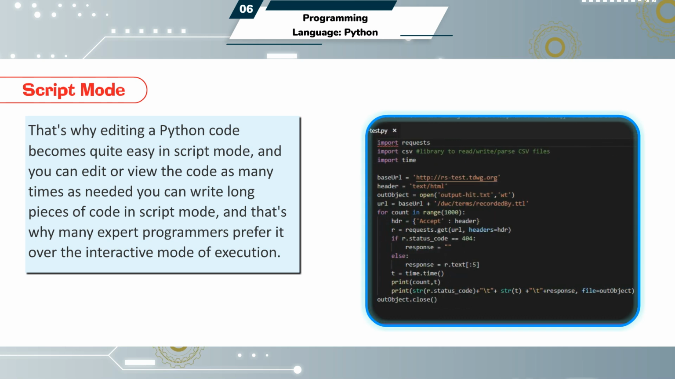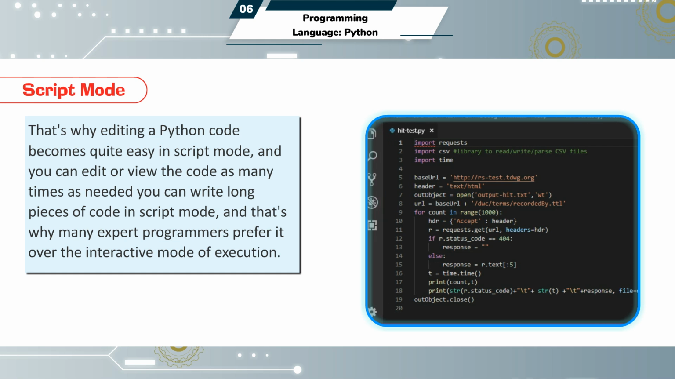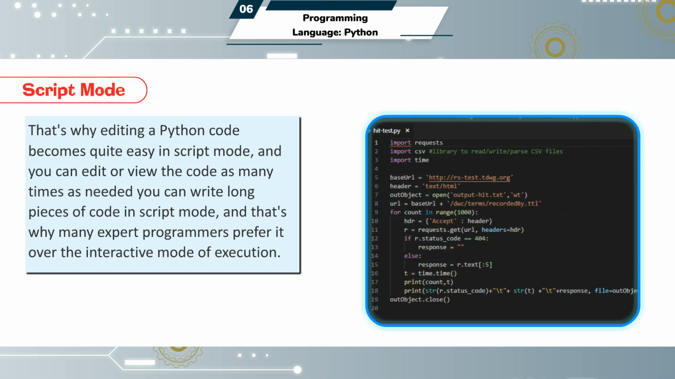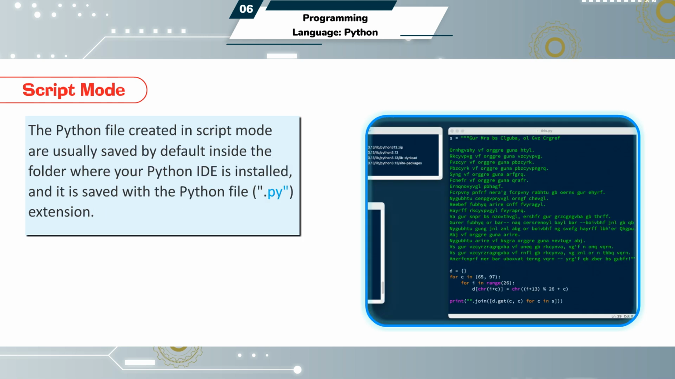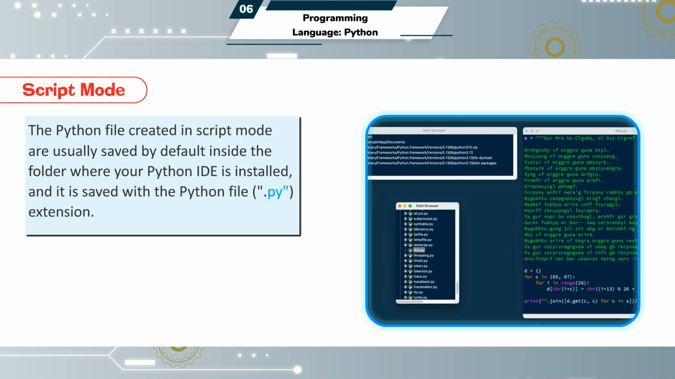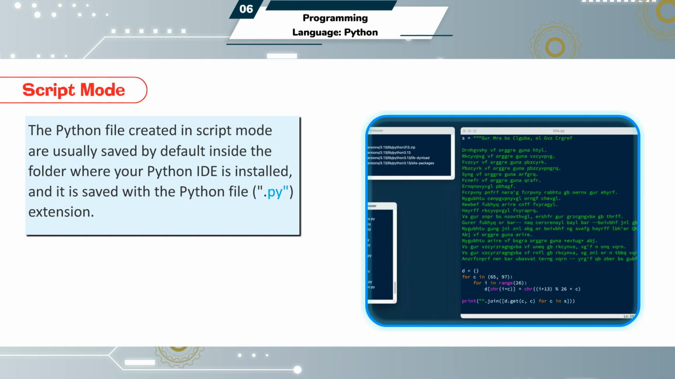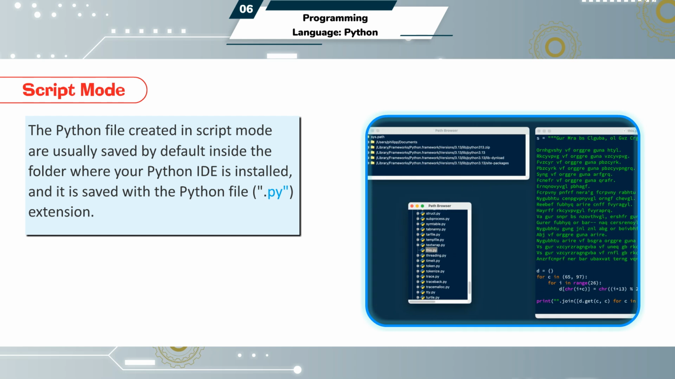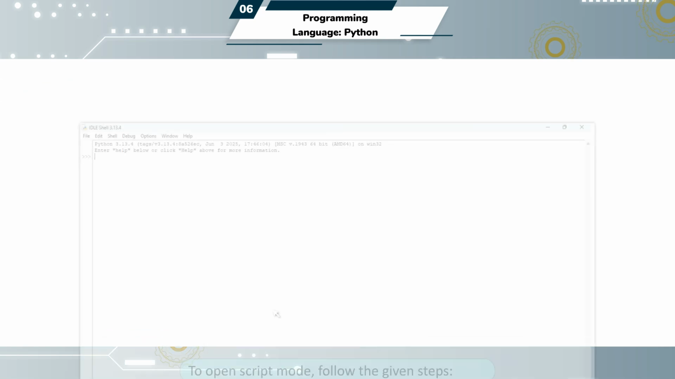You can write long pieces of code in script mode, and that's why many expert programmers prefer it over the interactive mode of execution. The Python files created in script mode are usually saved by default inside the folder where your Python IDE is installed, and they are saved with the Python file .py extension.